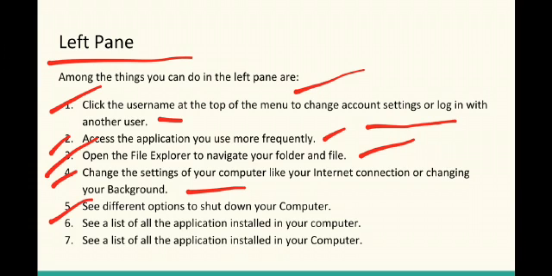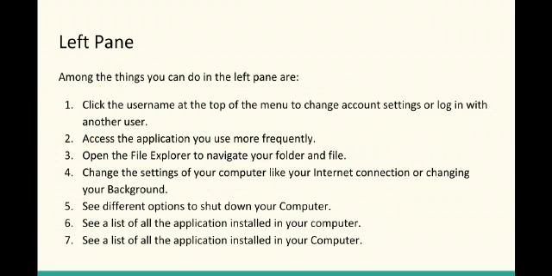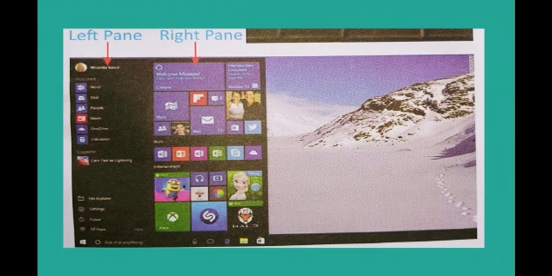Next, see different options to shut down your computer also. See a list of all the applications installed on your computer. Here is a figure of the left pane and right pane. We can see which type of functions are provided in the left pane and right pane.